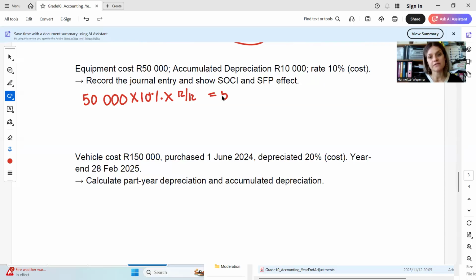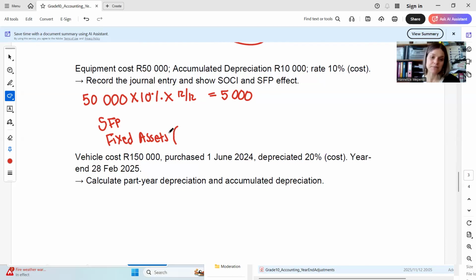So in other words, 5,000 Rand. So you must now in the SOCI go and add to the depreciation expense 5,000 Rand. Then in the SFP, you are going to go to your fixed assets. And I love doing this. Giving you the SFP and then asking you under non-current assets, please show me the fixed assets value.